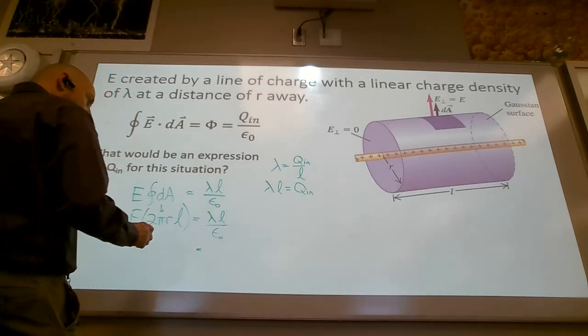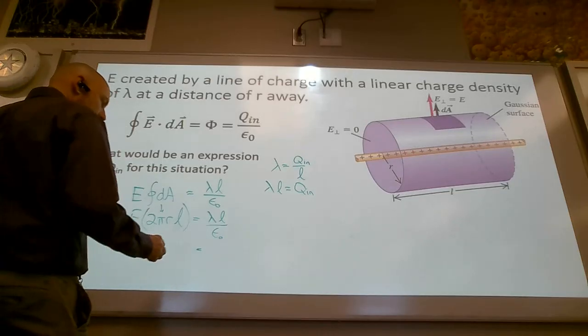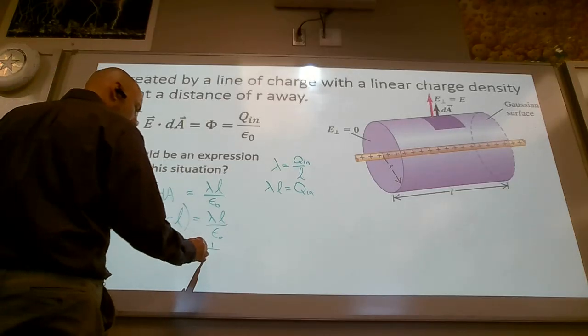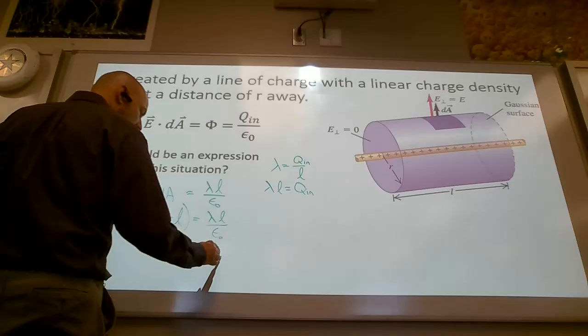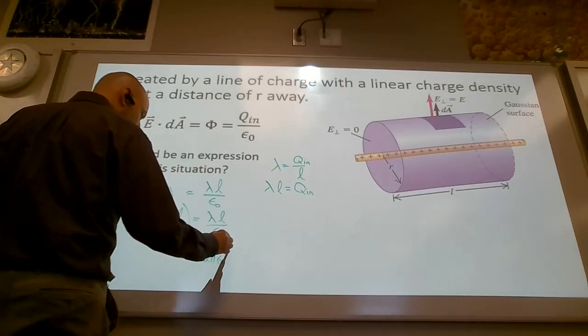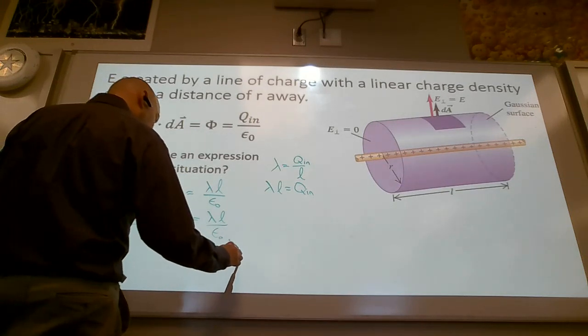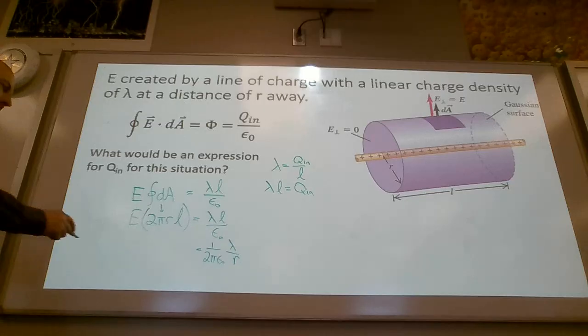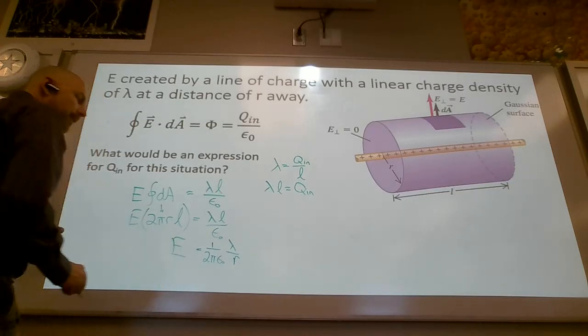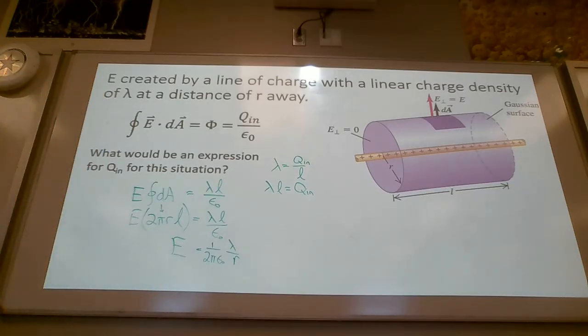And our lengths cancel. So we get 1 over 2 pi epsilon naught, lambda over r, is equal to your electric field. Good with that?